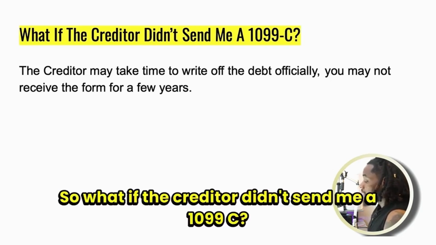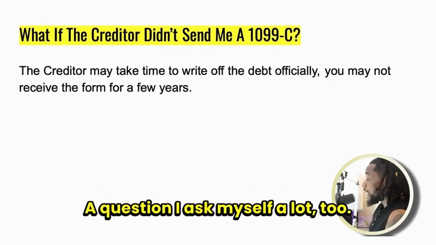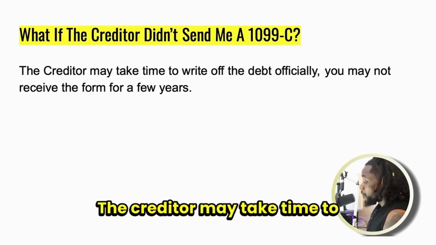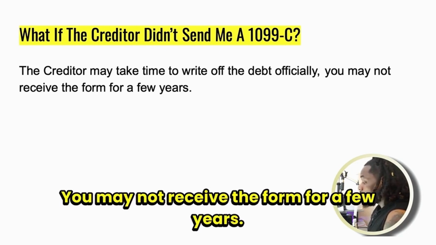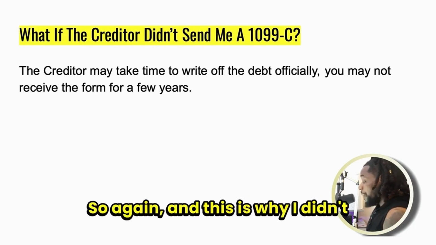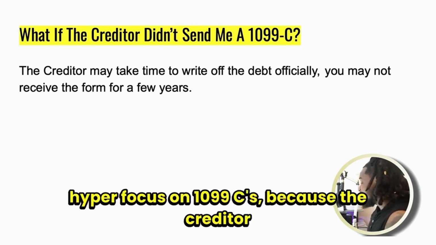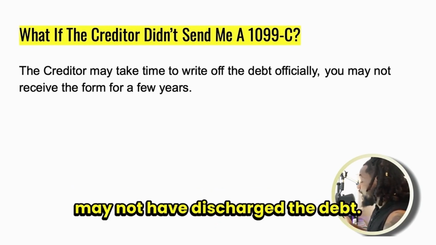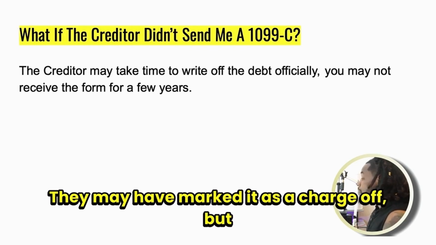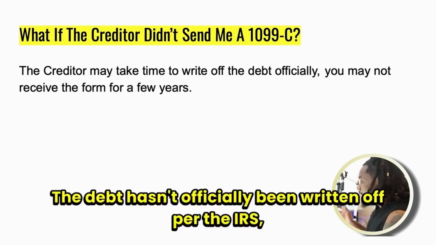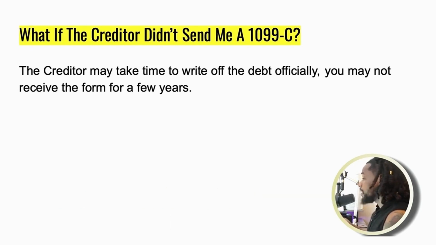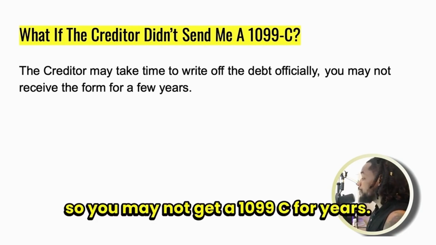So what if the creditor didn't send me a 1099-C? A question I ask myself a lot too. The creditor may take time to write off the debt officially. You may not receive the form for a few years. So again, and this is why I didn't hyper focus on 1099-Cs, because the creditor may not have discharged the debt. They may have marked it as a charge off, but if they don't discharge it, write it off, right? The debt hasn't officially been written off per the IRS. So you may not get a 1099-C for years.